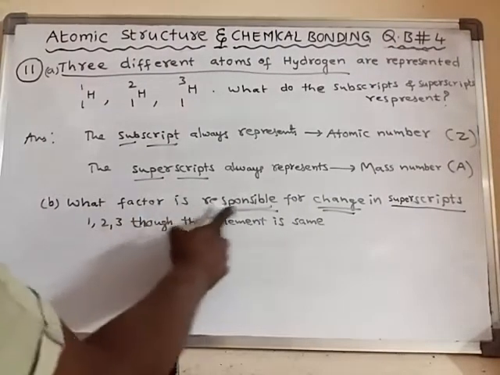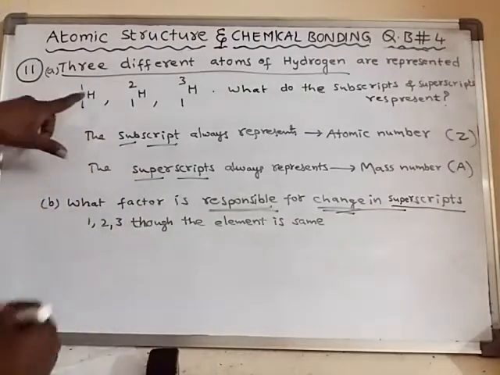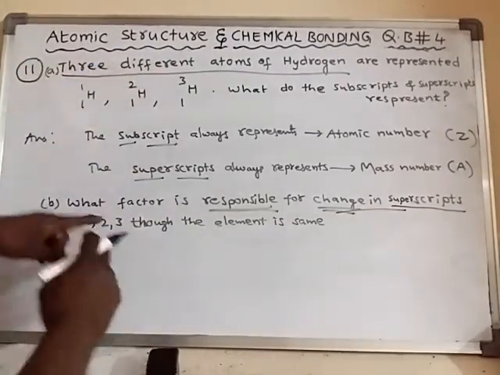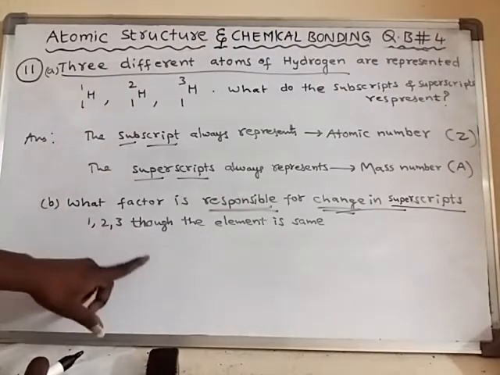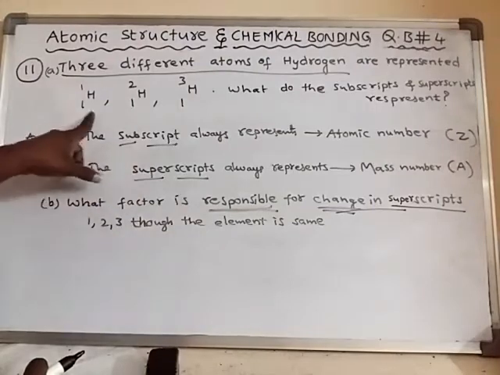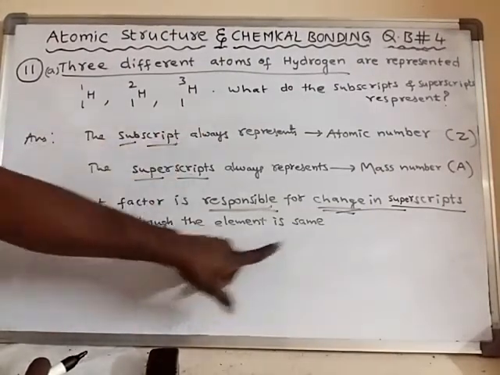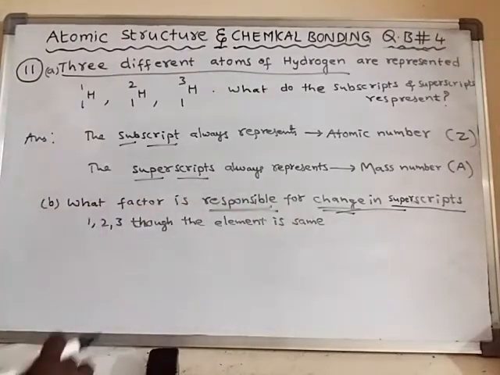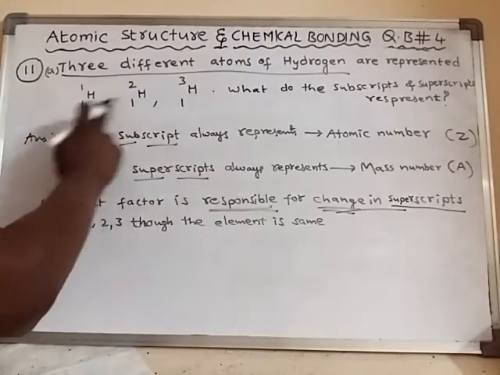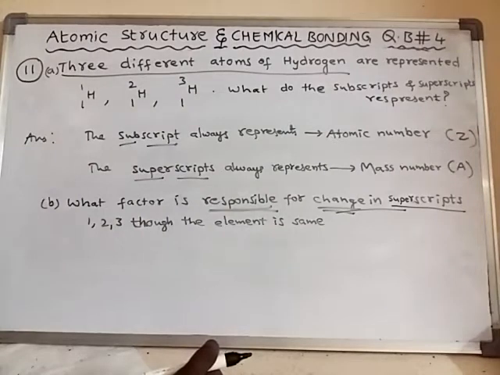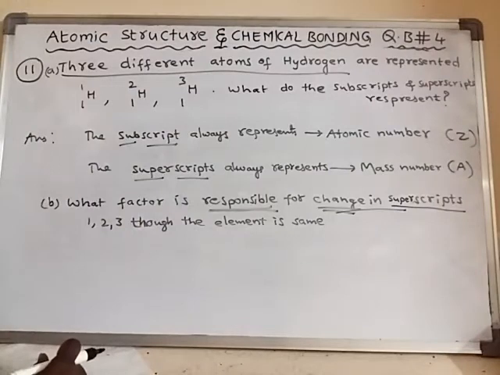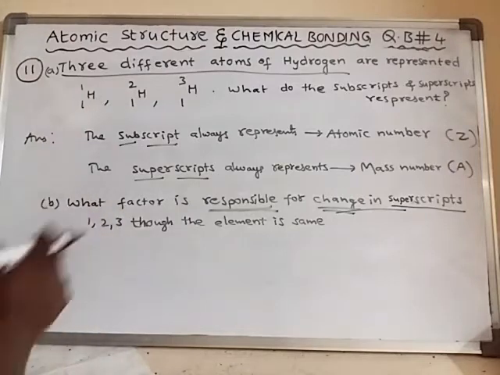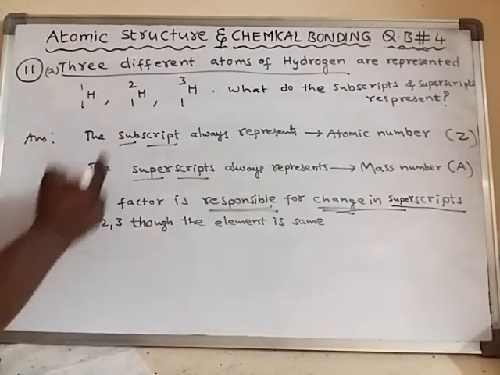So which factor is responsible for the change? There is a change in the superscript as 1, 2, 3, though all these atoms belong to the same element. That means the element is the same in all these cases, but they differ in their superscript. What is the reason? So here we will find out.